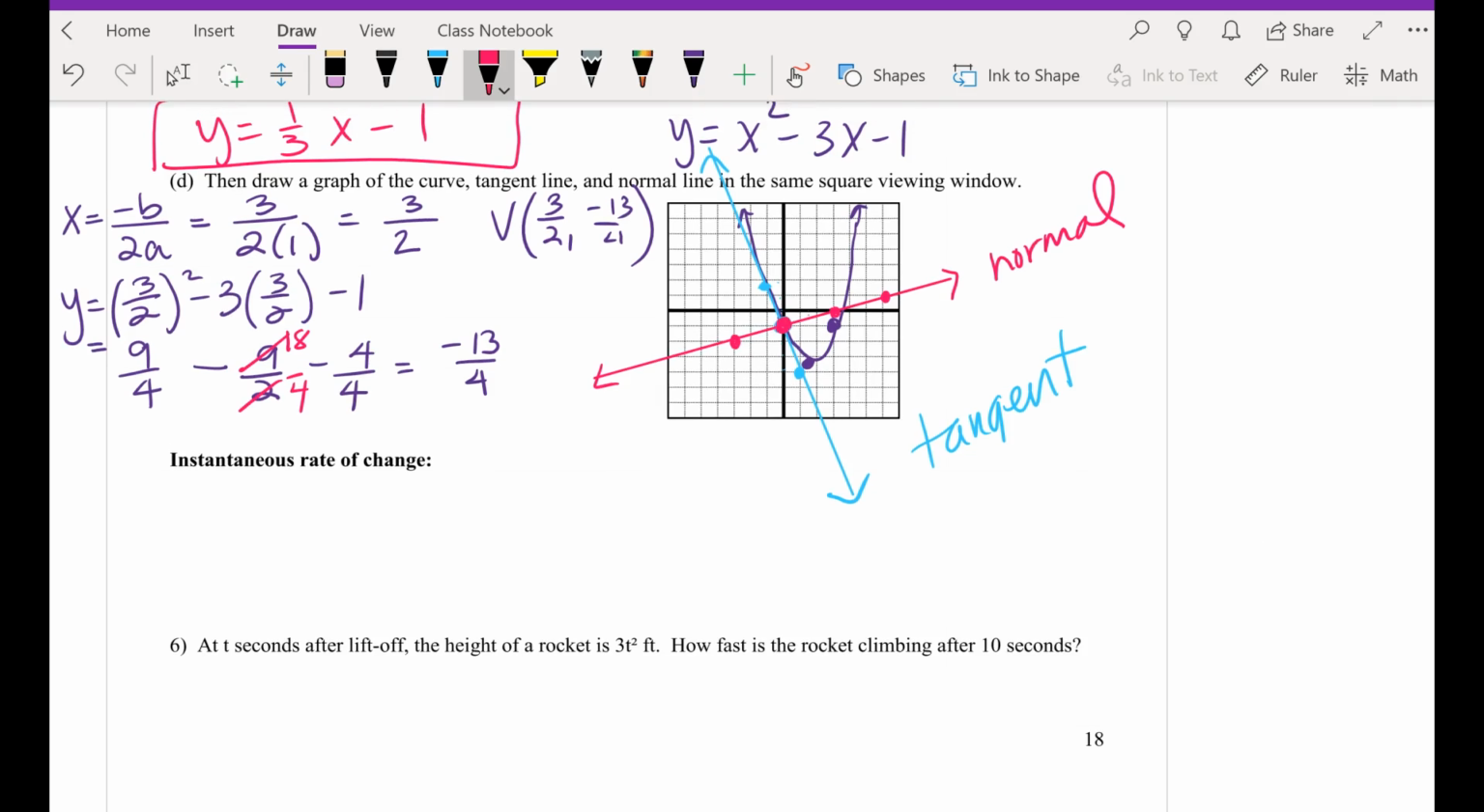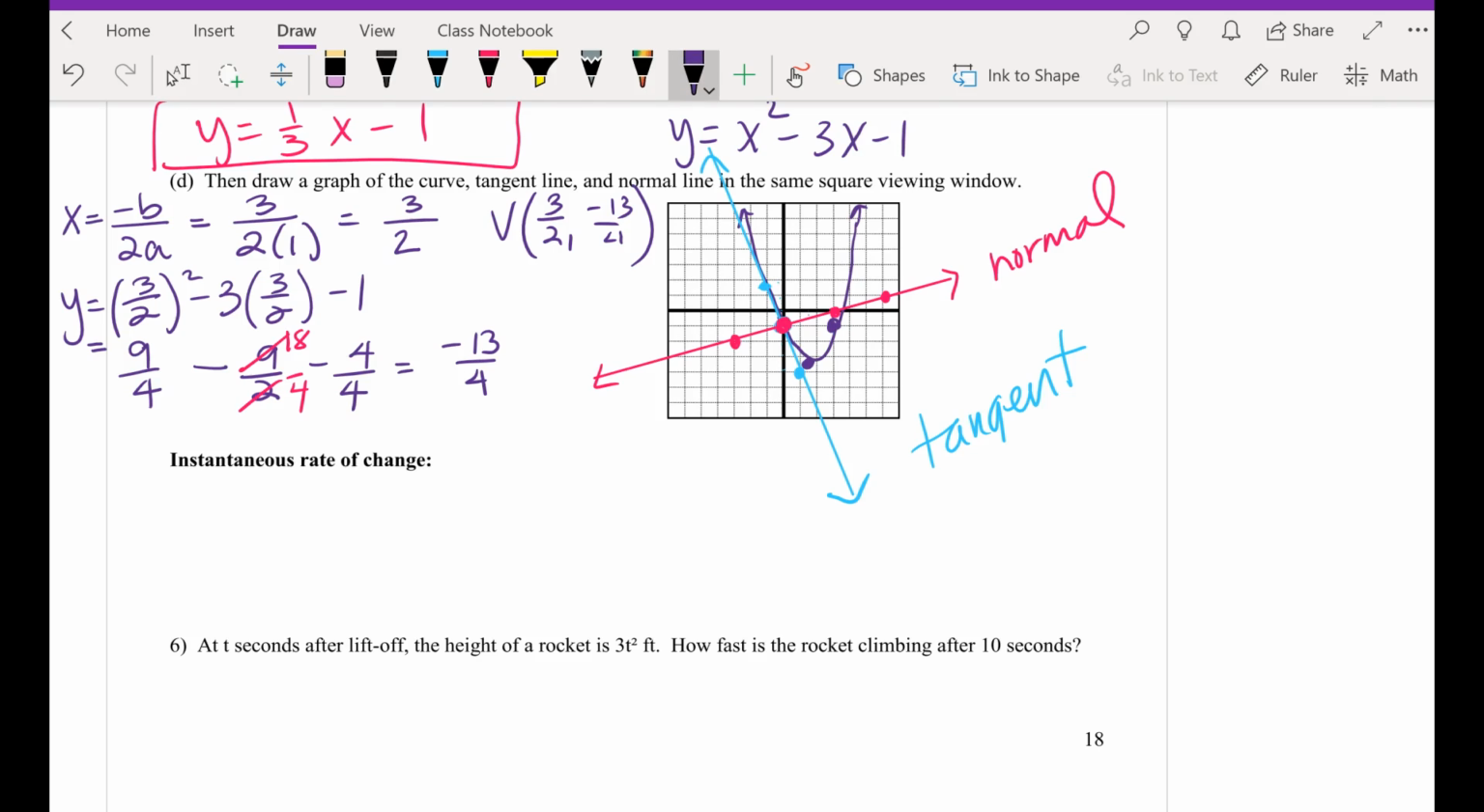Last concept. Instantaneous rate of change. What's the word instant? What does that mean? Instant cup of noodles. Fast, right away, immediately, right? Okay. One of my students is going to bring me a bunch of instant cup of noodles.